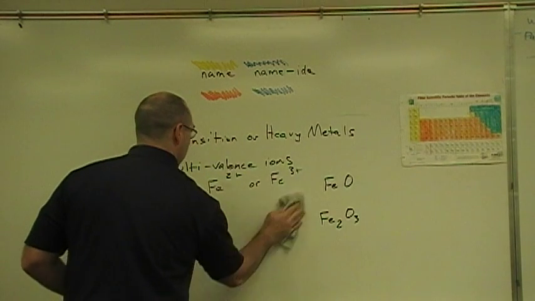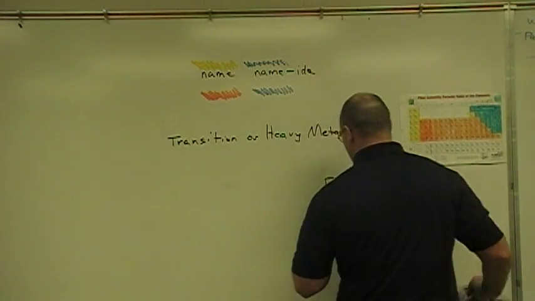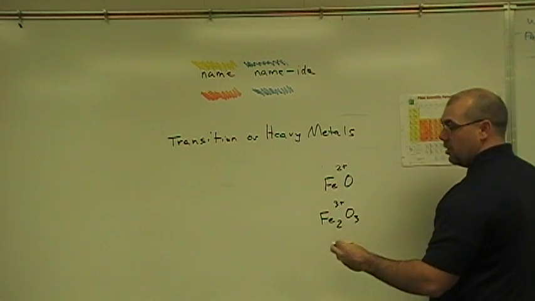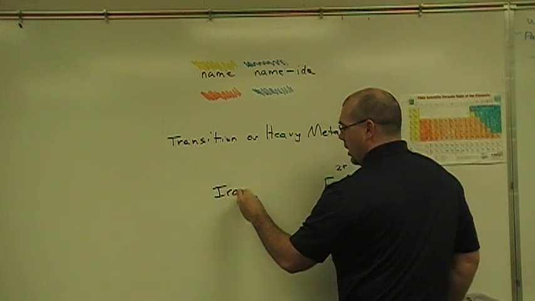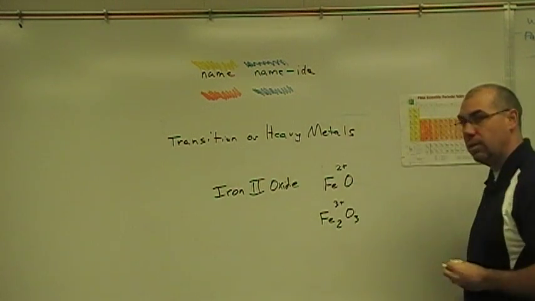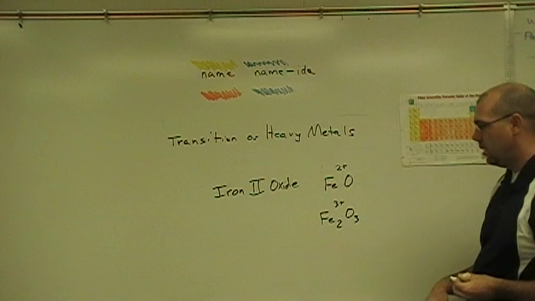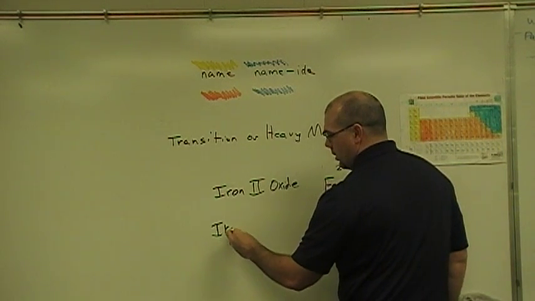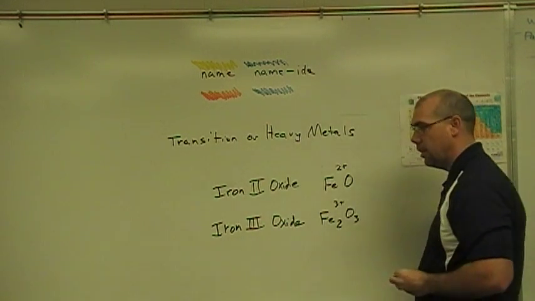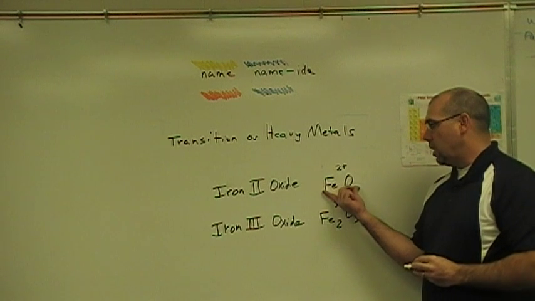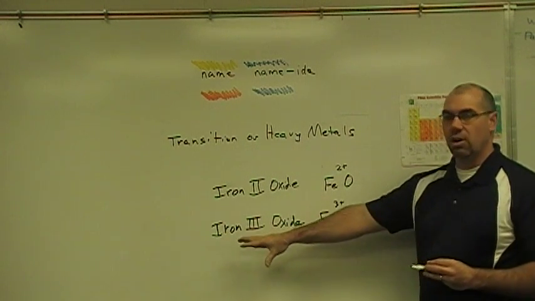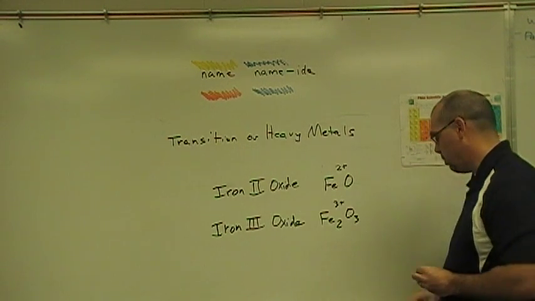Okay? Therefore, erase some of this. We already said this is iron with a charge of 2, and we already said this is iron with a charge of 3. So it's real simple. Iron 2 oxide, because that's iron with a charge of 2. And this would be iron 3 oxide. Okay, so we need to use what we know about the charges of the nonmetals when we start with a formula instead of starting with a name.